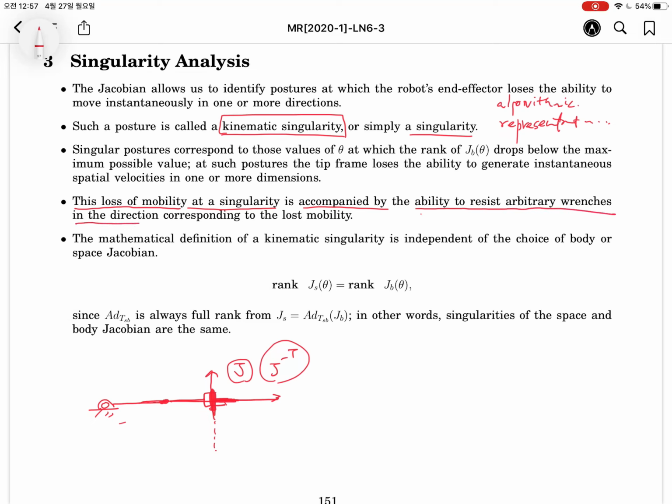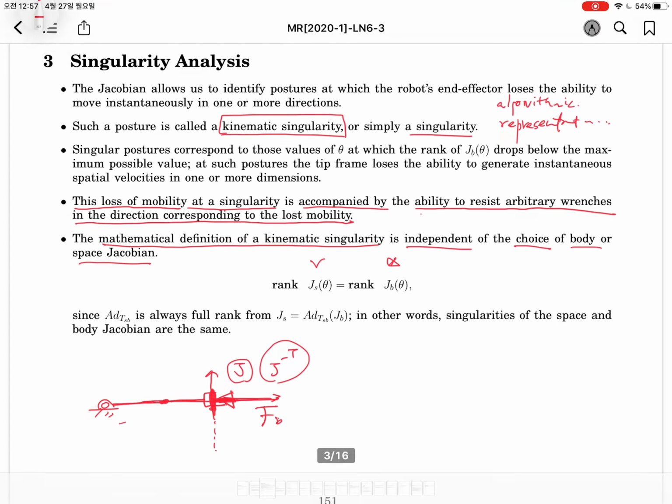So at the singularity, we lose mobility in this direction, accompanied by the gaining of the ability to resist arbitrary wrench in the direction corresponding to the lost mobility. It means, in this case, we can resist a very big wrench applied to the end effector. So both have a trade-off relationship between them. As mentioned before, the mathematical definition of the kinematic singularity is independent of the choice of body or space Jacobian. When the space Jacobian is singular, the body Jacobian is singular as well, all the time.